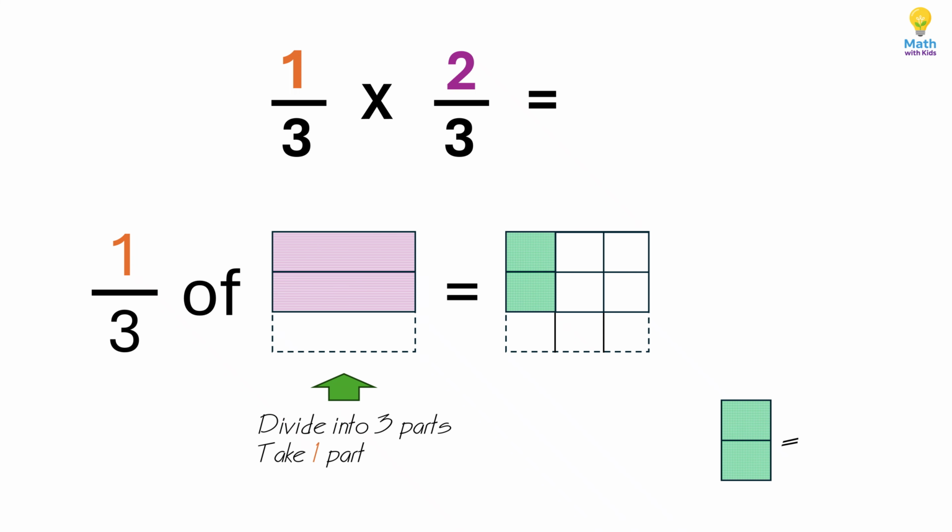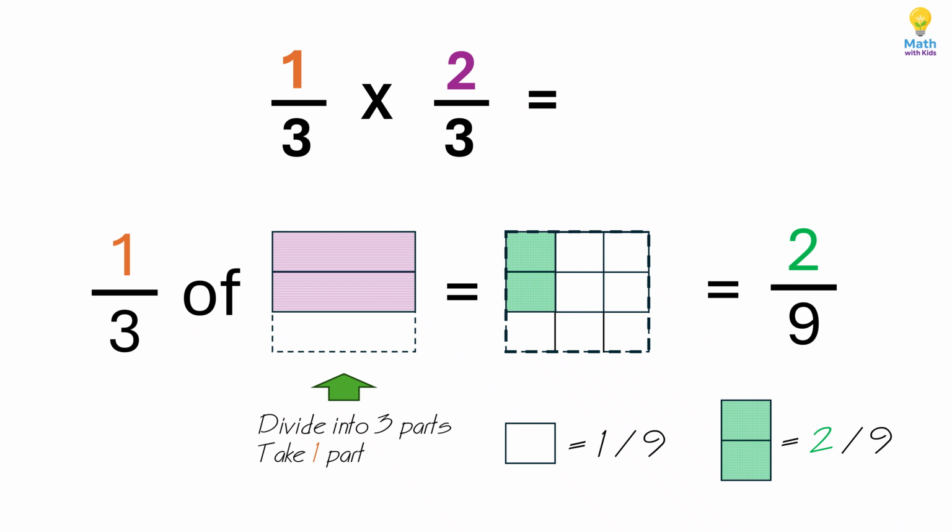But how do we know the value of the green parts? The square as a whole one is divided into 9 equal pieces. Each piece is 1/9, so the 2 blue pieces represent 2/9. The answer is 2/9. Easy, right? But drawing a model every time isn't practical. Is there a rule we can follow efficiently?